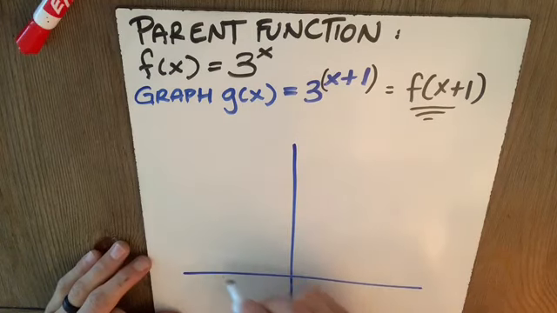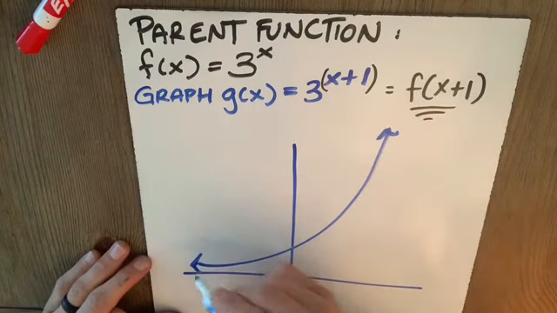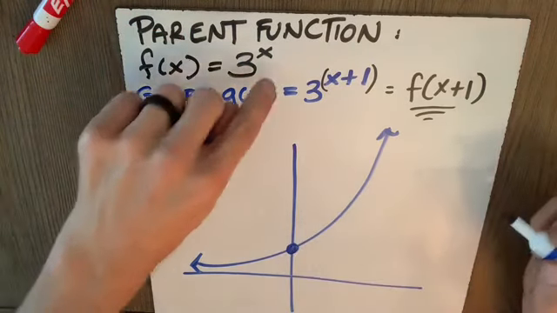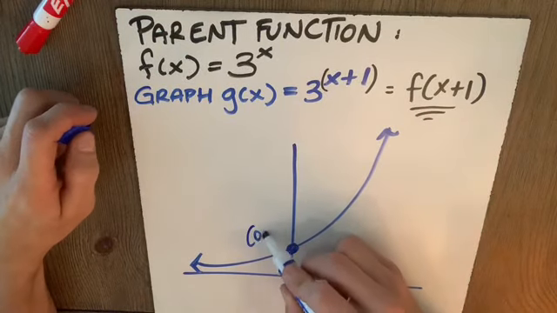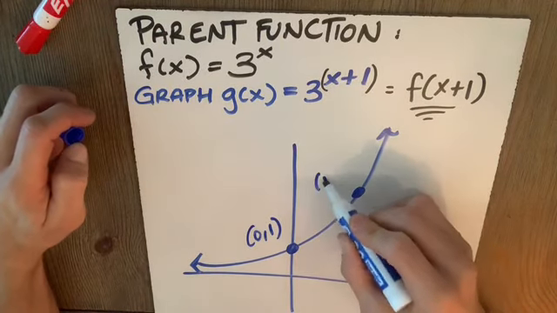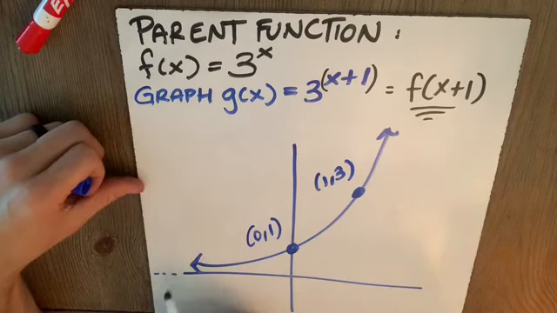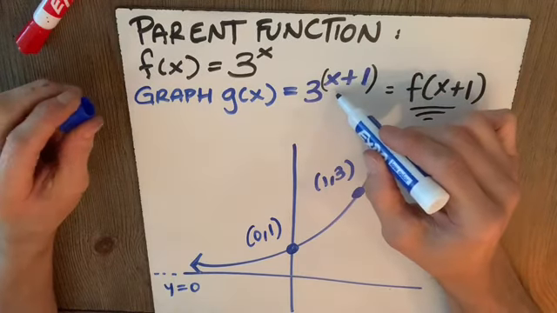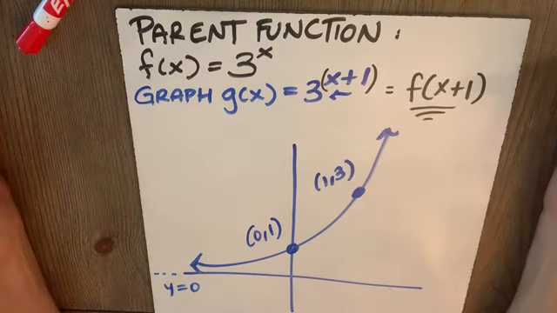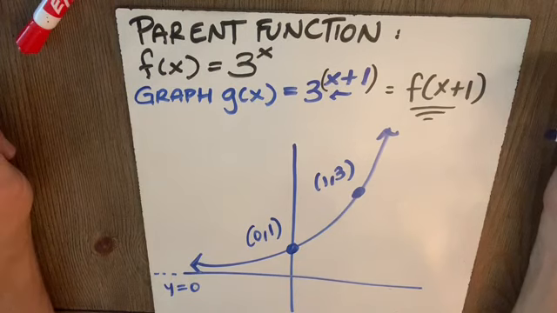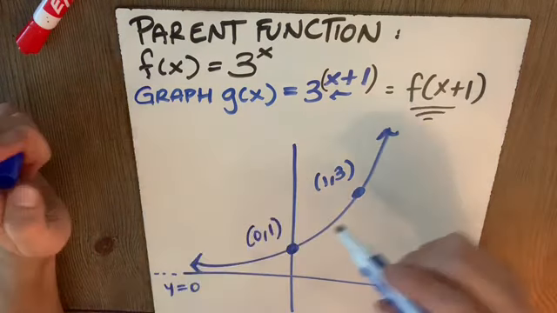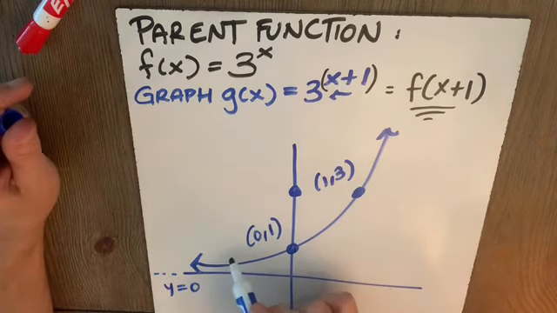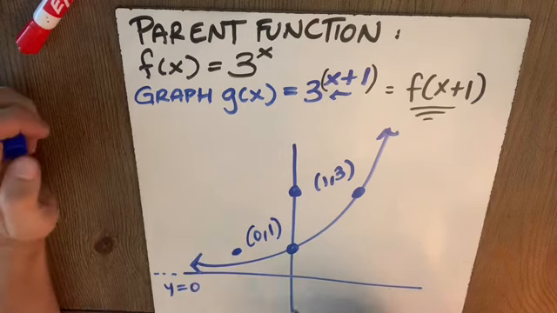I know very quickly that I have exponential growth because my base a is greater than 1 and my exponent is positive. So that goes through 0, 1 and 1, 3. I have this horizontal asymptote at y equals 0. I have to know that this is going to move, this is crazy, cuckoo, bizarro, bonkers, it's going to move me 1 to the left. So 1, 3 is now going to become 0, 3. And 0, 1, if I move it to the left, is going to become negative 1, 1.